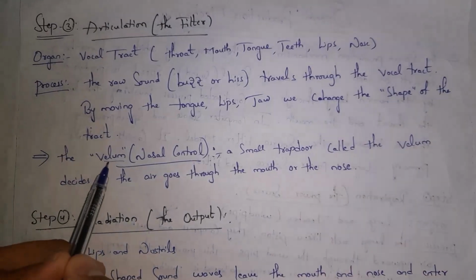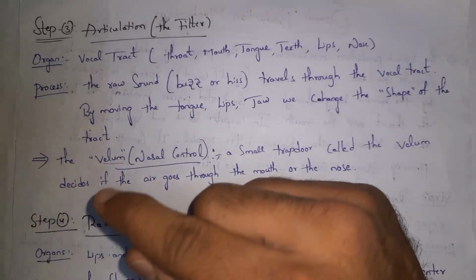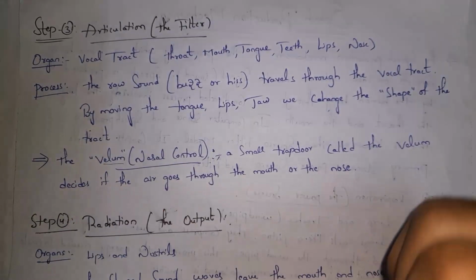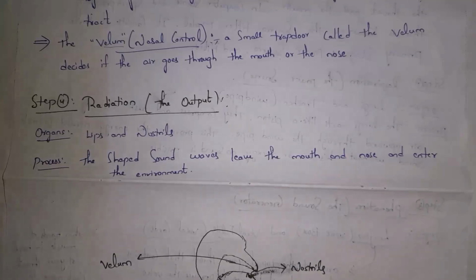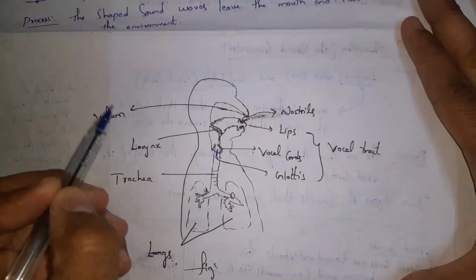And there is velum. We also call it as nasal control, which will decide whether air must go through mouth or nose. And there is also stage 4. We also call it as radiation or output stage. Here organs like lips and nostrils are involved. Here our shaped sound will leave from mouth or nose and enters into the environment. This is diagram how speech is produced from our body.